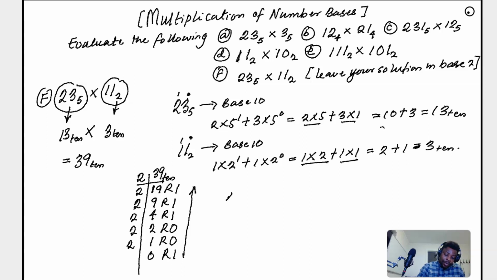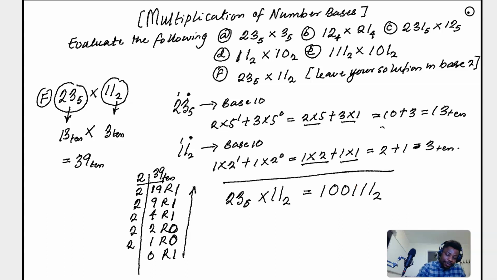So now, 23 base 5 times 11 base 2 is equal to 100111 in base 2. Easy. Good. Now, in the next section, I will be showing you division of number bases. Let's dive right into it.